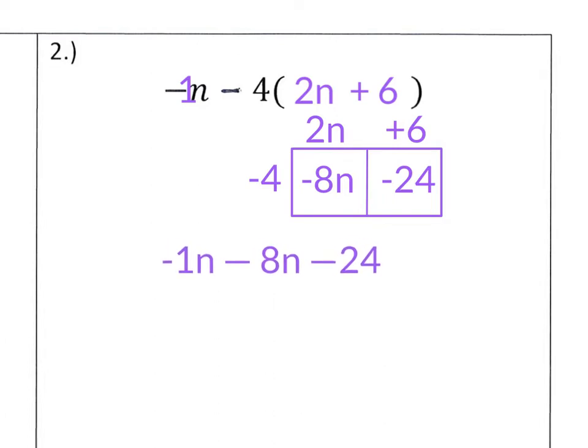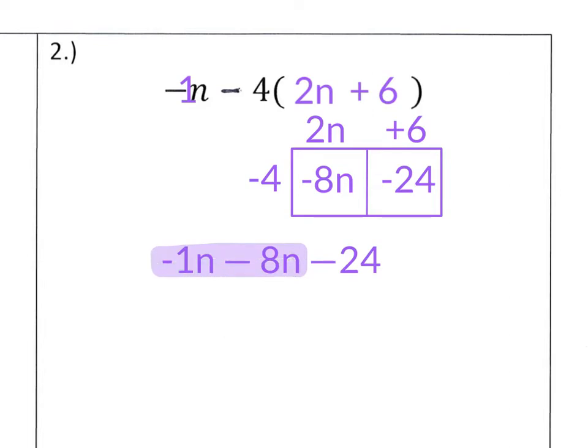Okay, so now I don't have any more parentheses. I've done my distribution. Now we can look for like terms. So when I look, again, I'm always looking for the variable first to keep it in standard form. I have a negative 1n minus 8n. Negative 1 minus 8, I can put in my calculator.